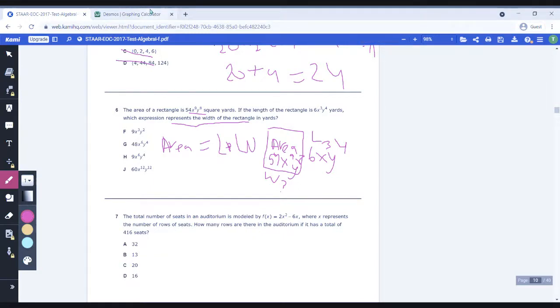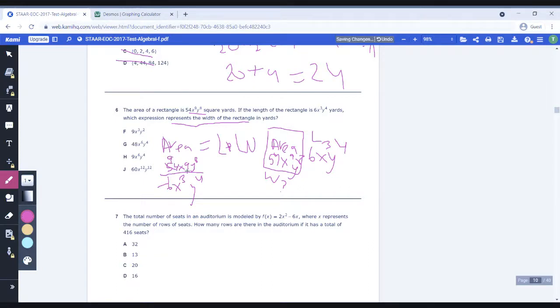So let's divide 54 x to the power 9 and y to the power of 8 by 6 x to the power 3 y to the power of 4. I'm going to write this faster. So, 54 divided by 6 is 9.